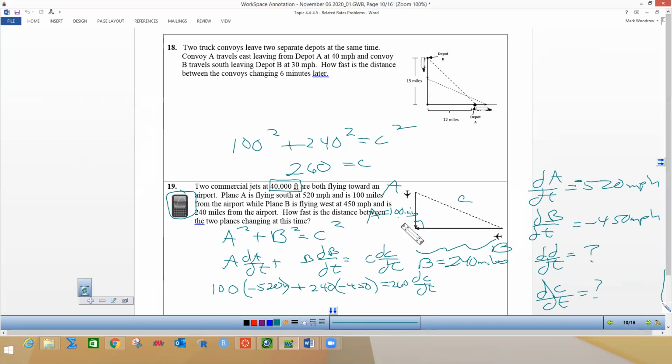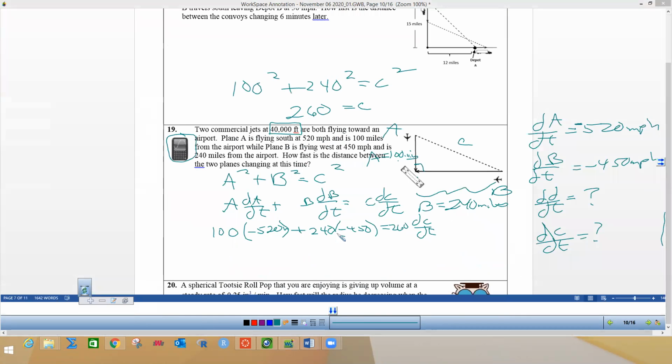So now it's just a matter of algebra 1. Do you need me to finish? And again, dC/dt is going to be in miles per hour. And it's going to be a negative number because their distance is decreasing from each other. They're both coming towards this thing, and this distance is decreasing the whole time. Do you need me to finish this, or did somebody get an answer on a calculator?